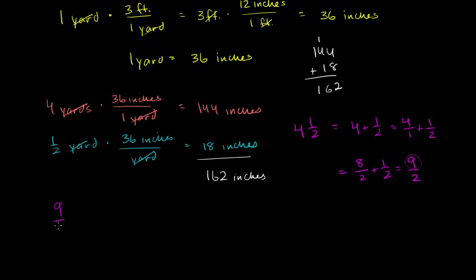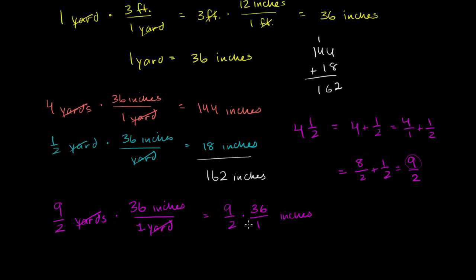So we have 9/2 yards that we want to convert to inches. Same process. Times 36 inches per yard. Yard in the numerator, yard in the denominator. We are left with 9/2 times 36, times 36/1 if we like, 36 inches for every 1 yard. 36 really is the same as 36/1. And then we're left with just inches in our units.